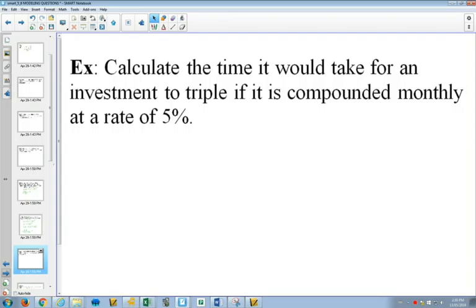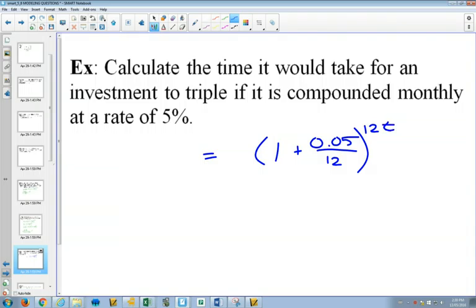Calculate the time it would take for an investment to triple if it is compounded monthly. It's a very typical exam question that people get stuck on because it feels like you don't have enough information. So I'm stuck. I know that the interest rate is 5%. I know that it's compounded monthly. I know that I'm solving for t. What do I put for the amount I started with? What do I put for the amount that it's going to be worth?